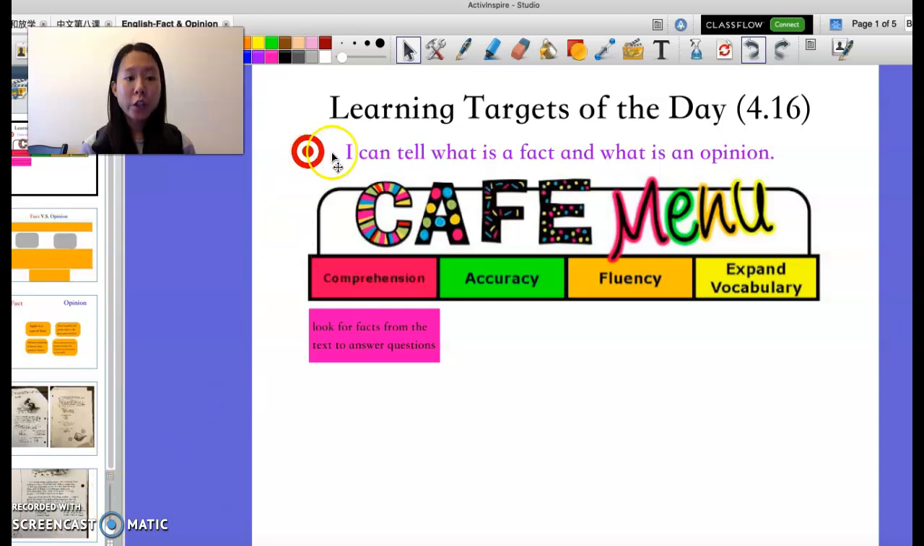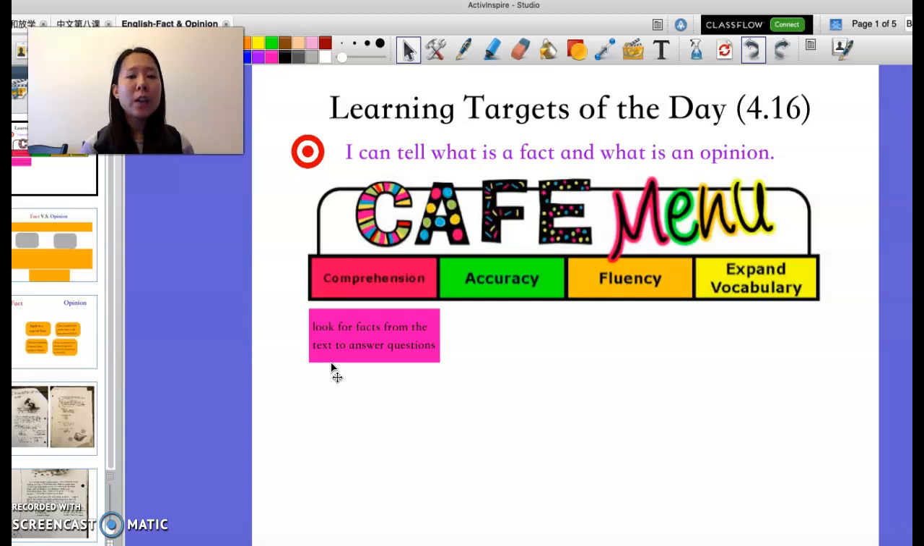So the first learning target is I can tell what is a fact and what is an opinion. So today we are going to learn the differences between fact and opinion. So that's our first learning goal. And our second learning goal is to practice one of the strategies from our cafe menu.